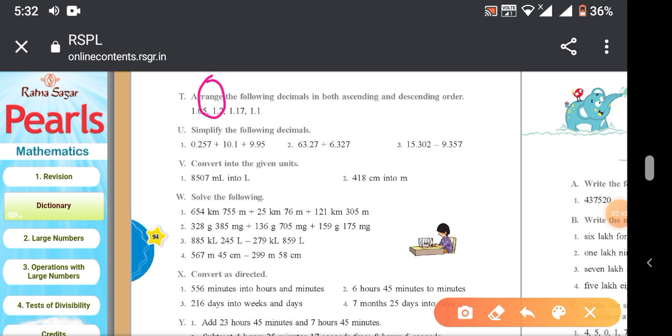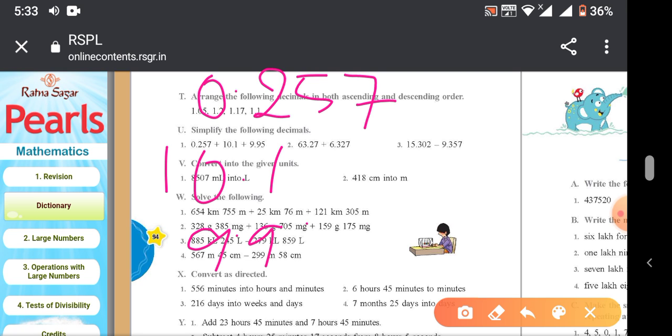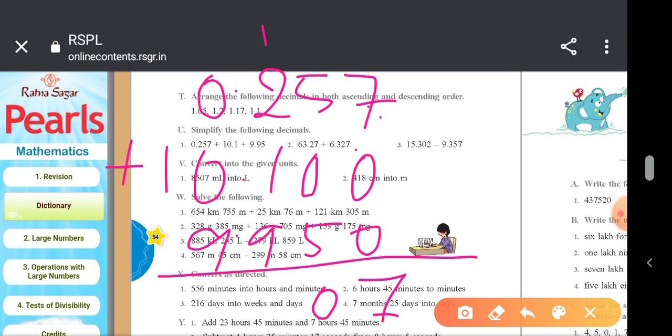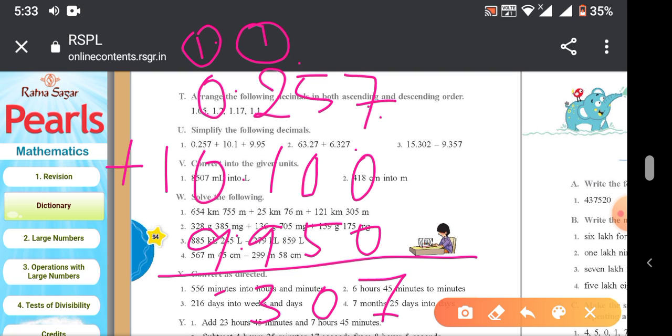Now, 0.257 plus 10.1, next 9.95. Next, plus 7 as it is. Because empty means it is 0, we can write 0 here, there is no difference. 7 only. 5 plus 5, 10. So 0 here, 1 carried. 2 plus 1, 3. 3 plus 1, 4. 4 plus 9, 13. So 3 here, 1 carried. 9 plus 1, 10. So 0 here, 1 here, and 2. The answer is 20.307. In this way you can solve the second and third problems.